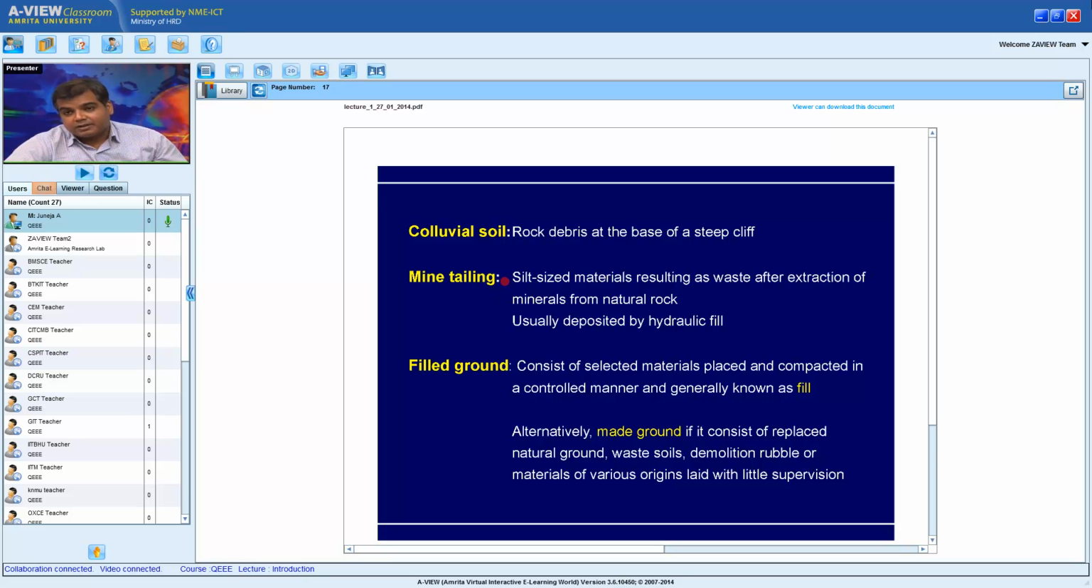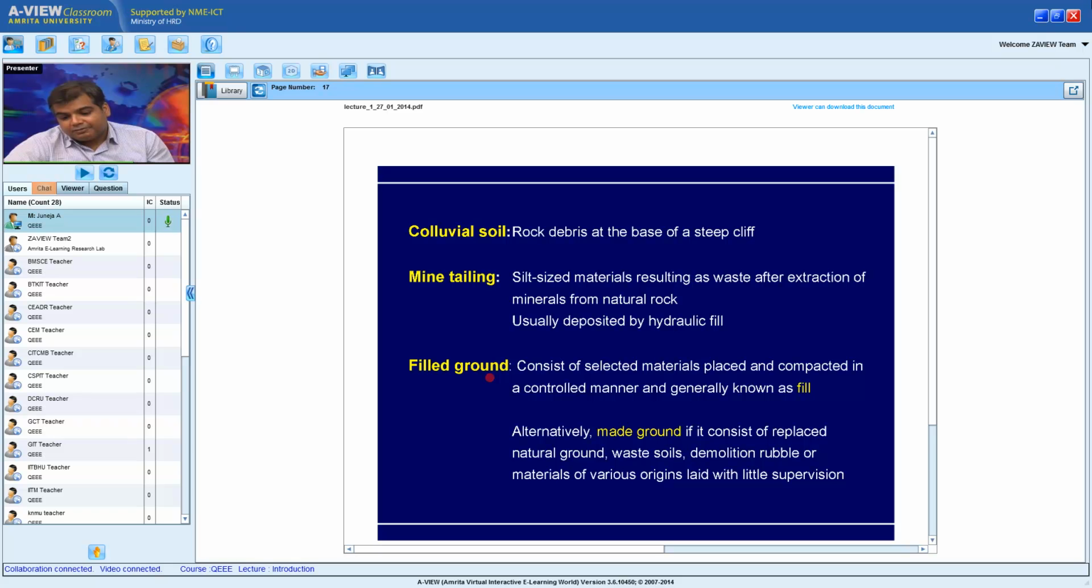When you say hydraulic fill, it means using a hose pipe and allowing the soil slurry to be deposited through the pipe. Try to visualize this. If I use a hose pipe and a soil slurry comes out, you'll notice that the heavier particles will settle down first and the lighter particles are transported or settle much further away from the mouth of the pipe. The same thing happens for mine tailing. You have segregation of particles as the soils are deposited.